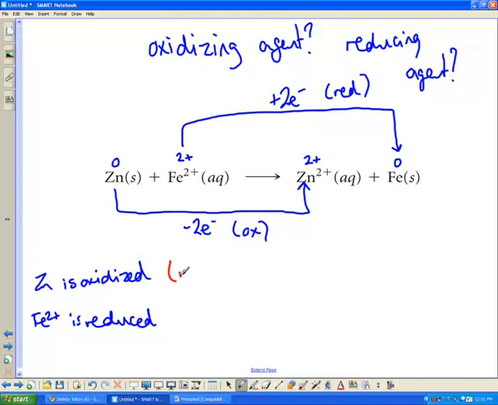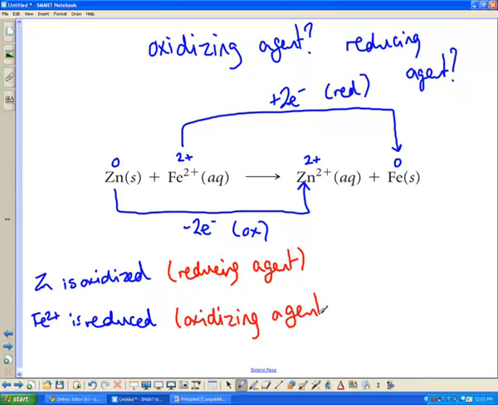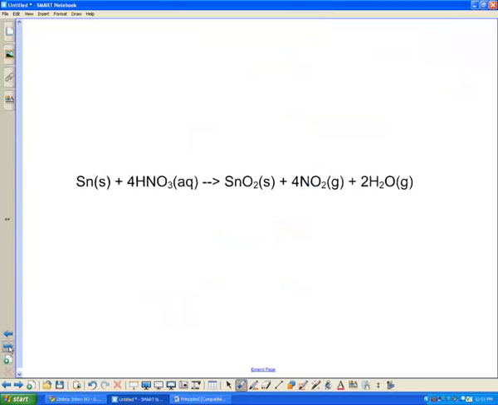The species that is oxidized is assigned as the reducing agent. And the species that's reduced is assigned the oxidizing agent. And that's always the case. Alright, no exceptions. Alright, one more. One more. There we go.